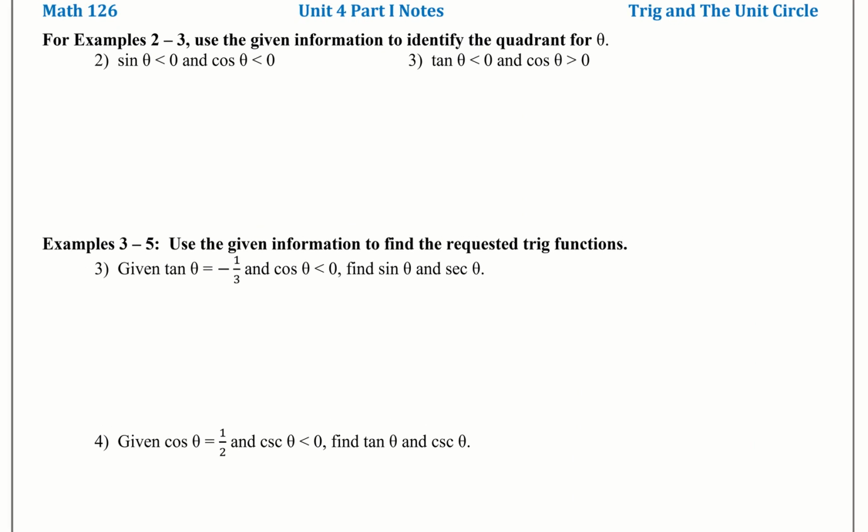Okay, for these next ones, we're going to have a little bit of information, and we just need to decide which quadrant that would be. So for number 2, sine is negative, which means we have a negative height. Cosine is also negative, so we're on the left side. Since they're both negative, we are in quadrant 3.